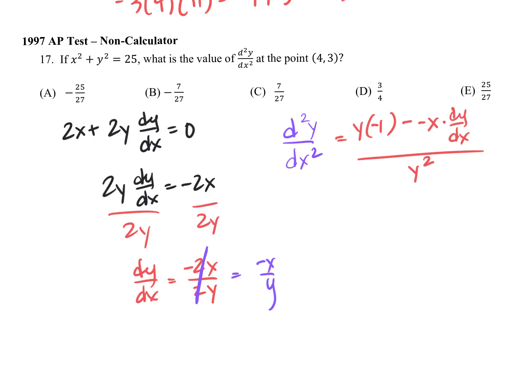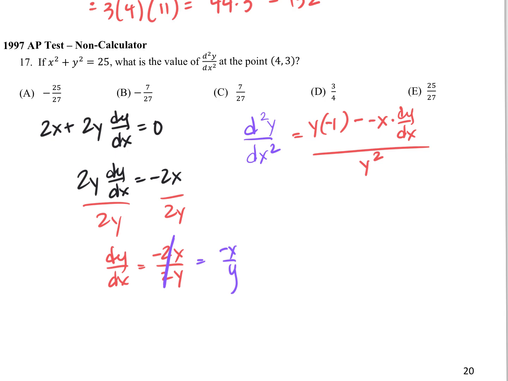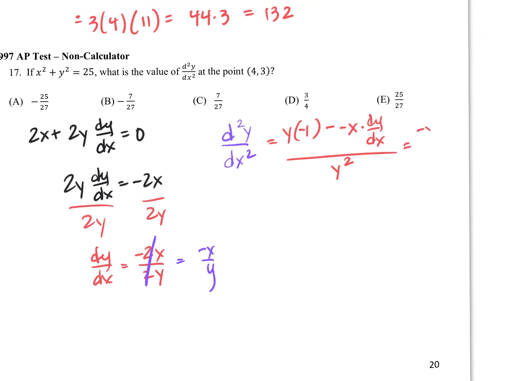As we go to simplify this, I might rewrite it before I even plug anything in. I get a negative y. Do you agree we have plus an x dy dx all over y squared? Now we have to plug in. What are we going to put in for y? What do they give us up here? Isn't my x 4 and my y 3?